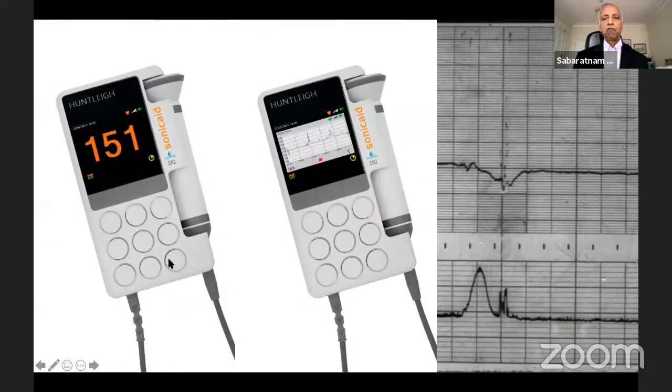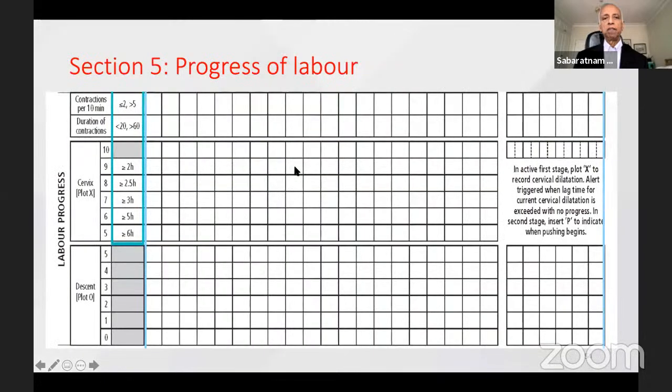Now, the way of finding out late deceleration, you can do it by auscultation, but nowadays simple Dopplers are available which can convert the digital display into a graphic display.